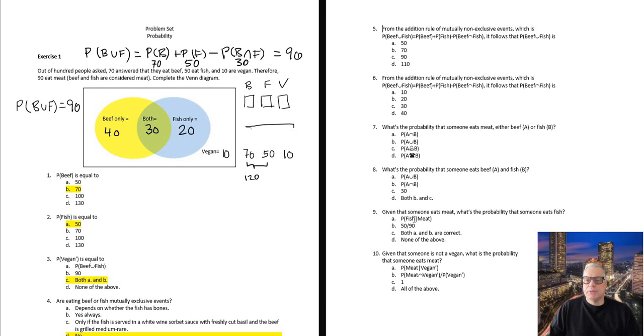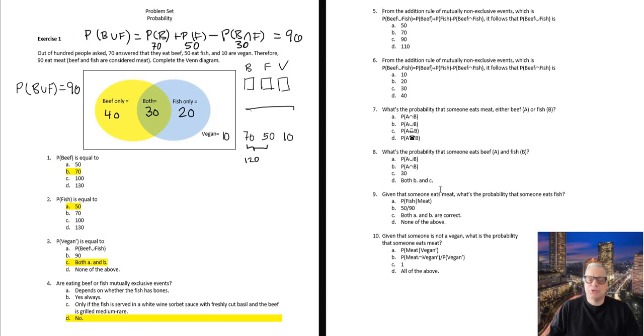Okay, let's move to the other questions. So now from the addition rule of mutually non-exclusive events, which is the probability of beef or fish, which is the probability of beef plus the probability of fish minus the probability of beef and fish, it follows that the union, well, we already calculated that, that's 90. From the same rule, it follows that the probability of beef and fish, well, that's the 30.